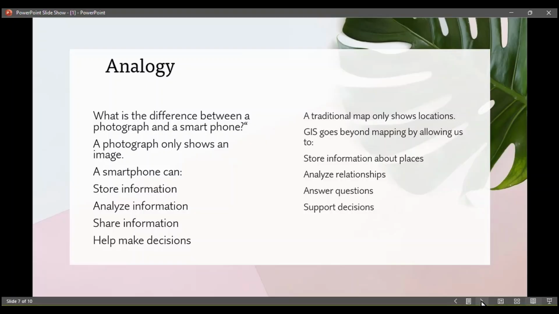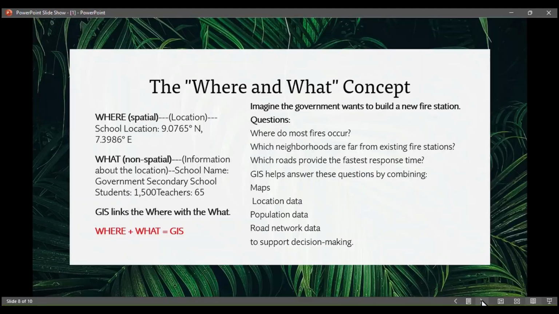Now, a traditional map only shows location. GIS goes beyond mapping by allowing us to store information about a place or places, analyze the relationships between the stored places, answer questions, and support decisions. The where and what concept of a GIS.